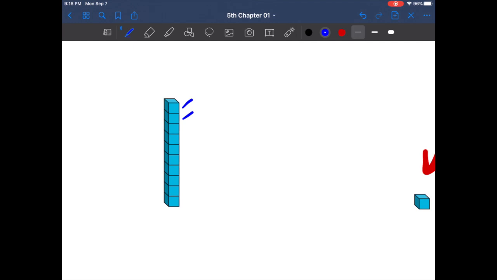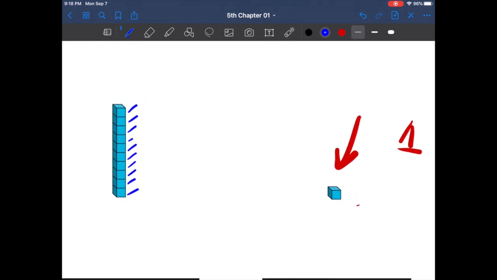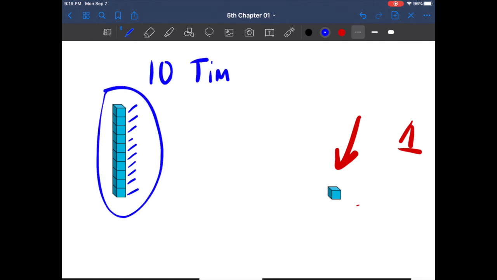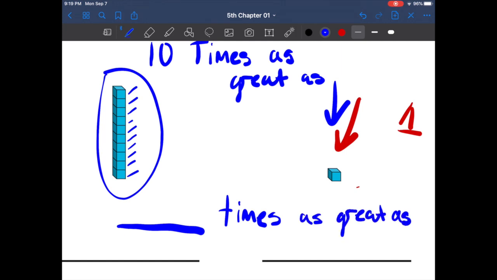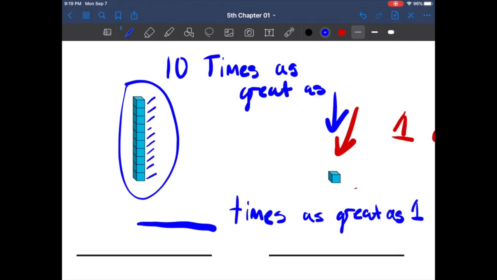Let's see. We got 1, 2, 3, 4, 5, 6, 7, 8, 9, 10. So it looks like we have 10 cubes. Now, if we look at this, we can say that this section is 10 times as great as this. Another way you might see it is you'll see a line like this, a blank line, and it'll say blank times as great as 1. So what exactly is 10 times as great as 1? Well, we know that this right here is 10 times as great as 1.